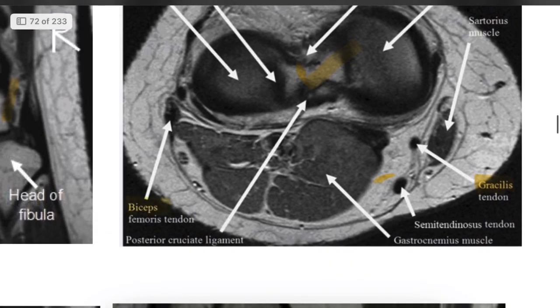So this image helps to localize the cruciate ligaments within the joint capsule. Both ACL and PCL appear intact, suggesting no tear.